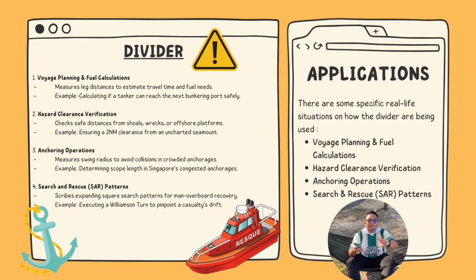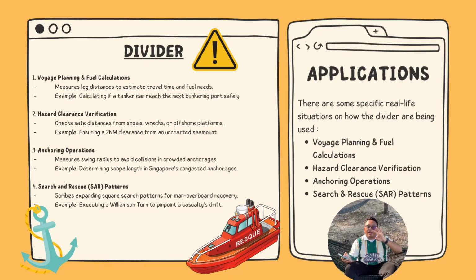The second one is hazard clearance verification. This is to check your measurable safety margins to ensure that your ship is safe by using a divider. Then for anchoring operations, you need to know how many shackles you need to use, depending on the location where you need to drop your anchor.